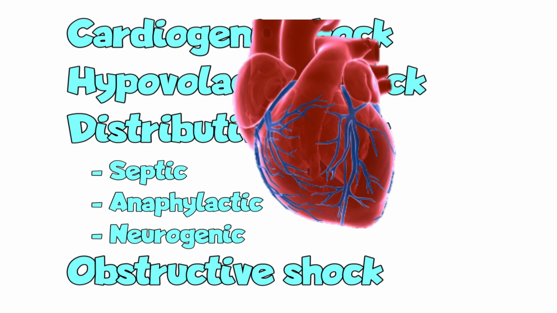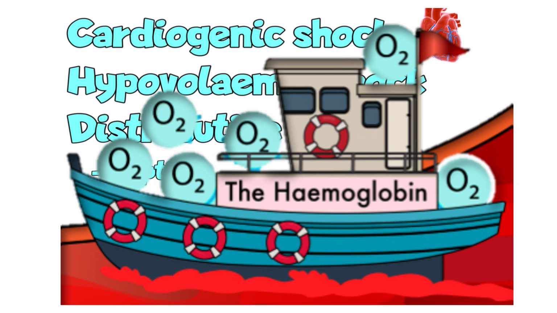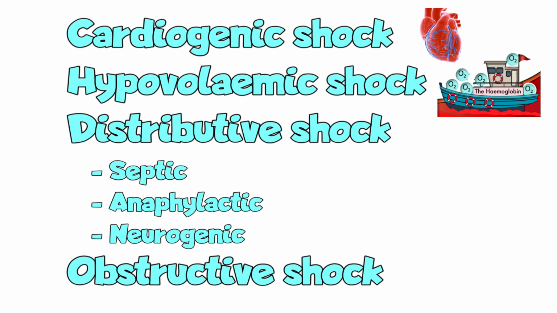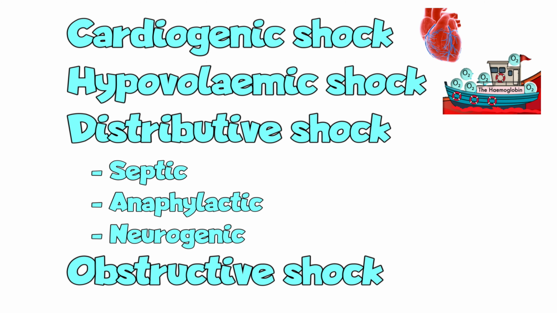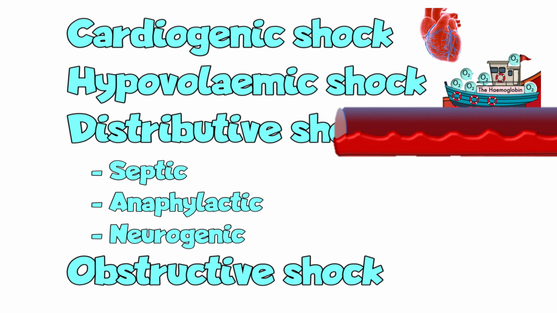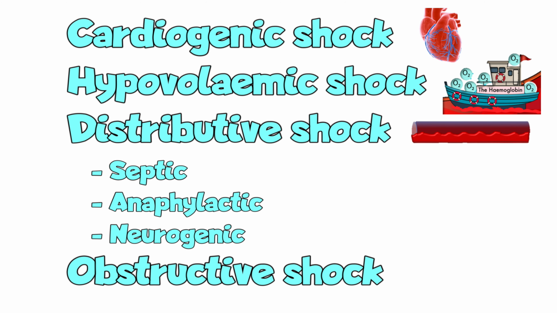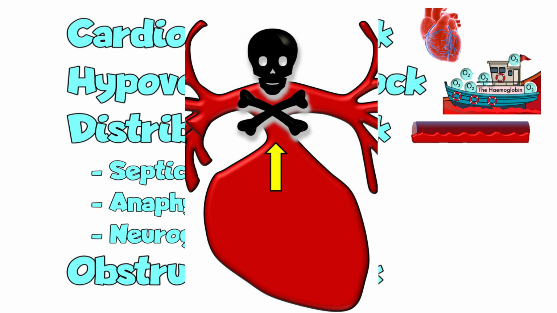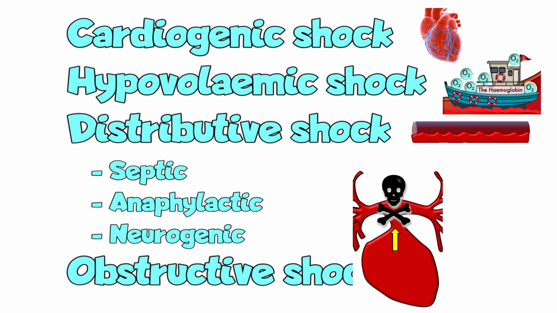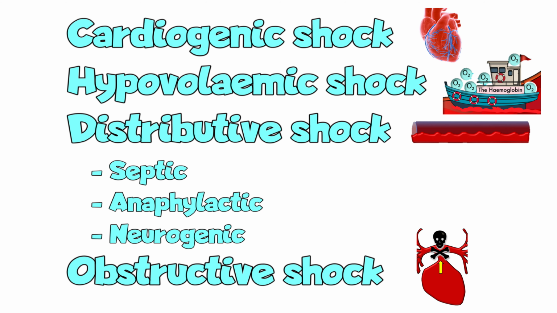Let's recap. We've got cardiogenic shock, where the heart is the problem. We've got hypovolemic shock, where the blood and the hemoglobin ships are the problem. We've got distributive shock, where the size of the blood vessels, the dilation of the blood vessels, results in a low pressure and poor forward movement problem. And remember, we can subcategorize that into septic shock, anaphylactic shock, and neurogenic shock. And of course, we've got obstructive shock, where a blockage outside of the heart is the problem. And that's it. So now you understand what the different types of shock are.